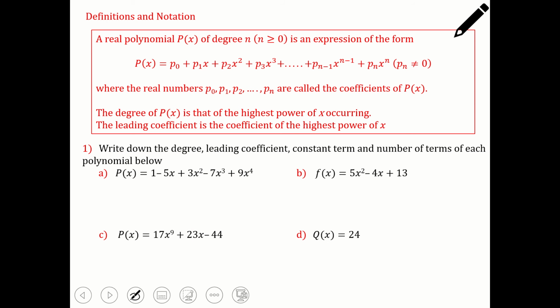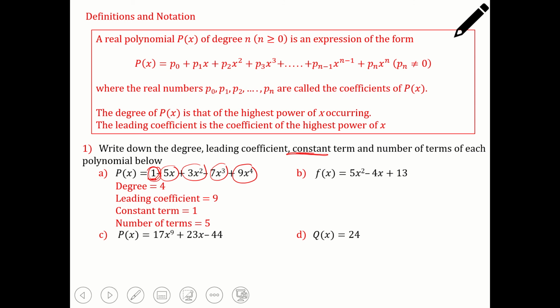Then I'm looking for the constant term. A constant means that it doesn't change and it's a number just on its own. So the constant term is 1. There is no x with it, so it's a constant. The number of terms, so we've got 1, 2, 3, 4, 5 terms. So let's just go through and check we get those answers correct. We've got a degree of 4 because our highest power of x is to the power of 4. Our leading coefficient, the coefficient of that highest degree, is 9. The constant term is 1, and the number of terms is 5.